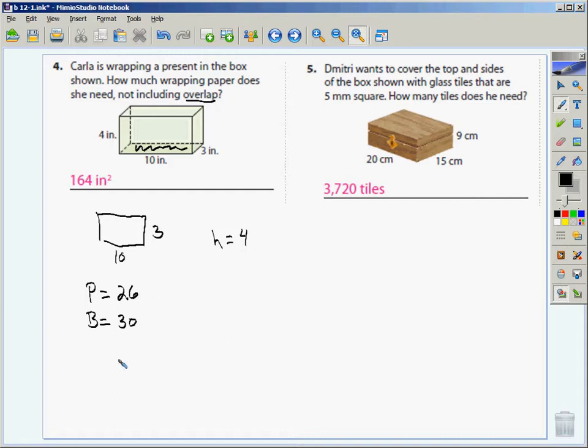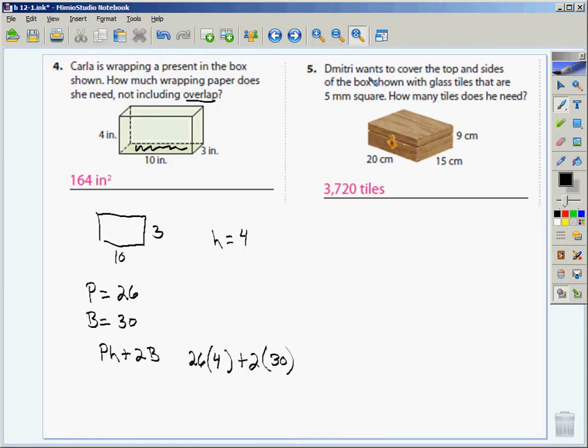The formula says PH plus 2B. So it would have been 26 times 4 plus 2 times 30, which is where the 164 inches came from. Okay?